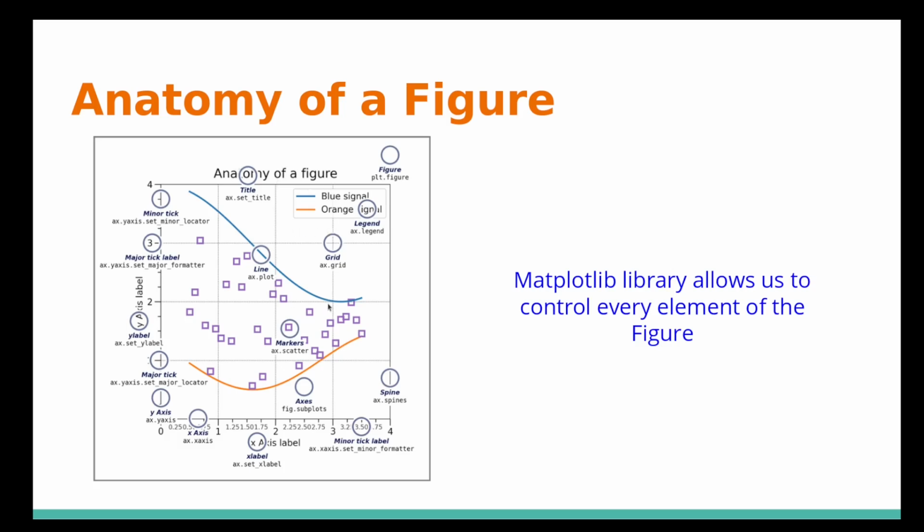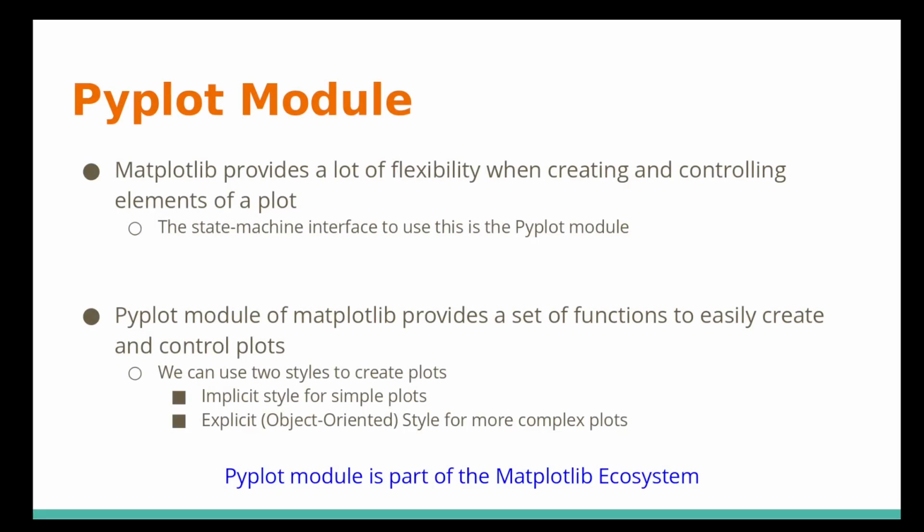So you can see that even a simple chart, a two-dimensional scatter plot, is going to have a variety of different elements that need to be specified and manipulated. What the Matplotlib library does is it allows you to control every element in this figure or chart. The Pyplot module is part of the Matplotlib ecosystem. Pyplot is what provides a lot of flexibility for creating and controlling elements of a plot.